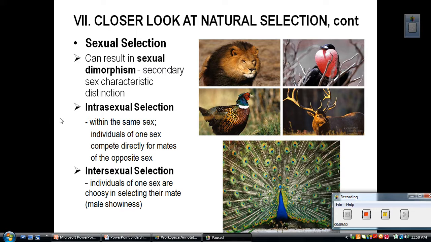Okay, so certain examples: intrasexual selection, intra meaning within the same sex, is where individuals of one sex compete directly for mates of the opposite sex. You've probably seen this, it happens a lot with mallard ducks, especially here in Kingwood and Lake Conroe, Lake Livingston. The male mallard duck will patrol in front of a bunch of the females, keeping all of the other males away from the population.